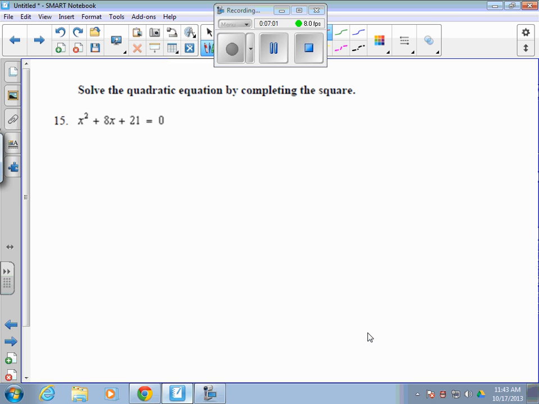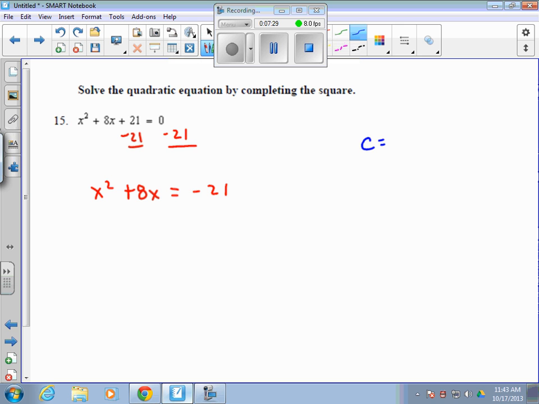Solve the quadratic equation by completing the square. We do not have a perfect trinomial here because you cannot take the square root of 21. So move that one over by subtracting it. Since it's plus, subtract it from the other side. Now you have x squared plus 8x equals negative 21. We have ax squared plus bx. We don't have plus c. We need to find plus c.